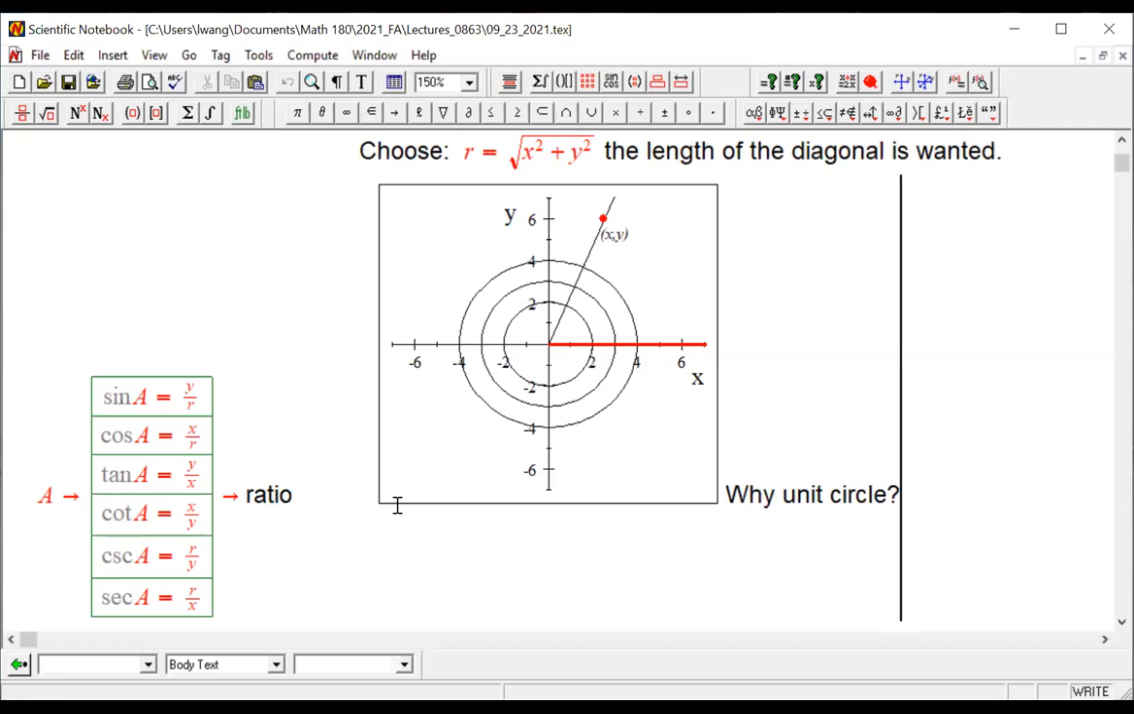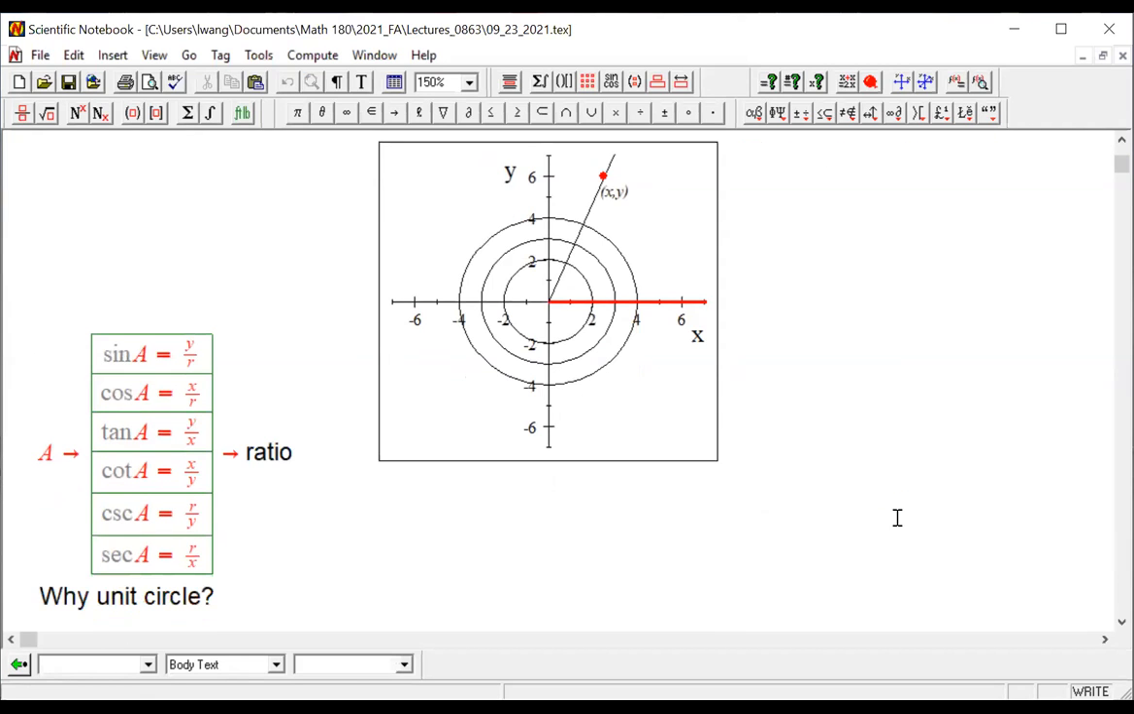That's why you always see unit circles in trigonometry. In fact, you can use radius 4, radius 10, radius 100. You can use any one of those. It's not going to change the ratio. So if they're not going to change the ratio, why don't we just choose the simple one, the easy one? So that explains why unit circle. You guys got it, right?